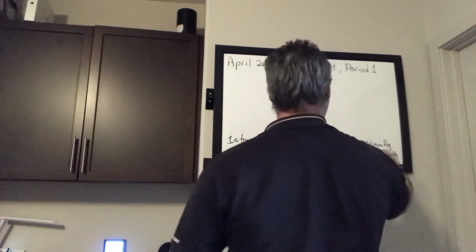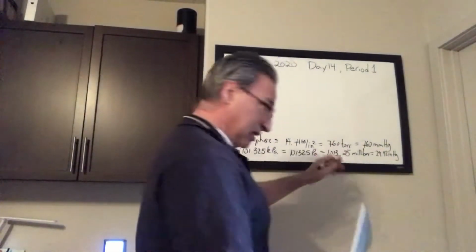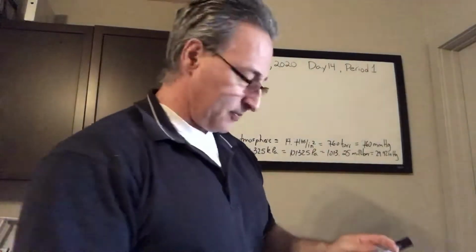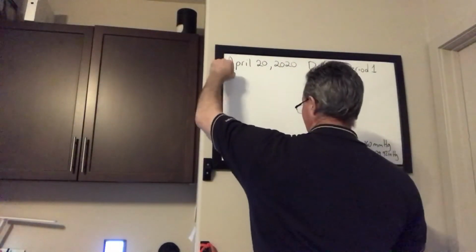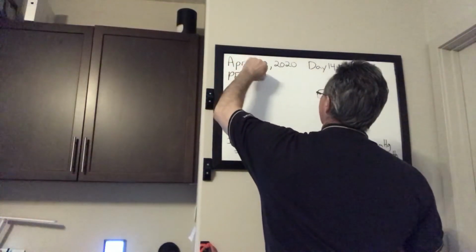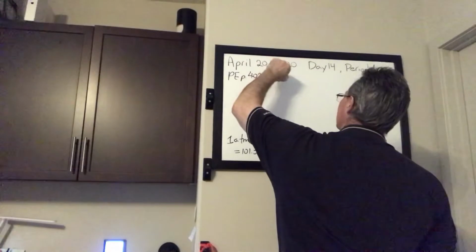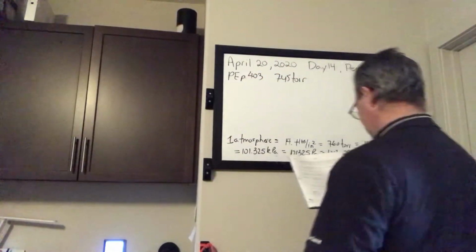I'm just going to leave these conversion factors up so you can see where I'm getting them. You could take any two and make a conversion factor out of them. Okay, so let's pretend we have 745 torr, well, we're not pretending, it's what's in the question, page 403. And they want you to convert it to kilopascals.